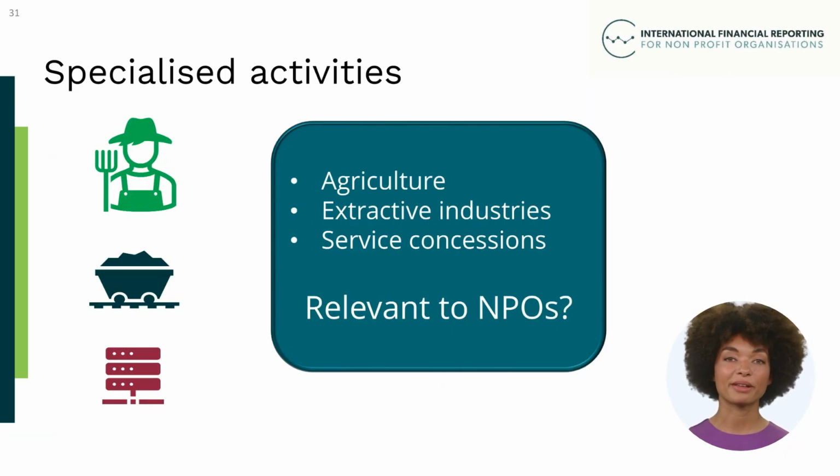Section 34 on specialized activities includes guidance on 3 types of specialized activity: agriculture, extractive activities, and service concessions. No adaptations have been made to this section, but feedback is requested on whether any of these activities are relevant to NPOs.